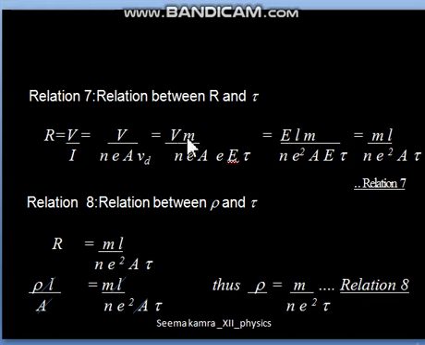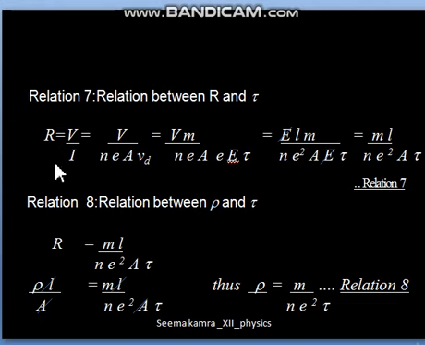Now you see voltage and electric field both are appearing, but they can be replaced in terms of a single quantity. So voltage we will replace by electric field into length of the conductor. This way we can see that capital E is getting cancelled. After cancelling capital E, we are left with m l upon n e square A tau. So this is our relation number 7.